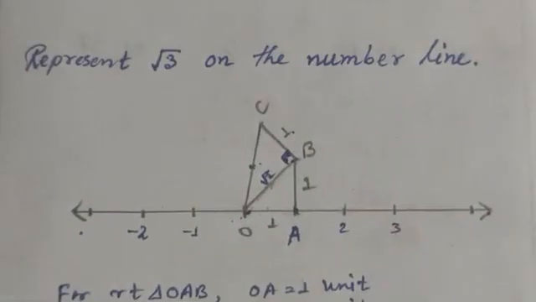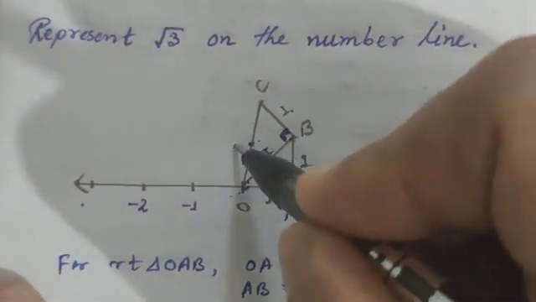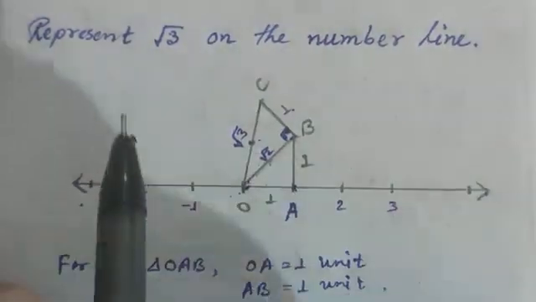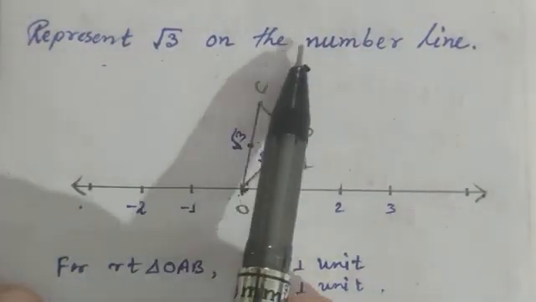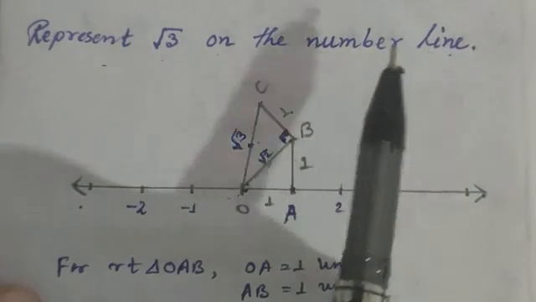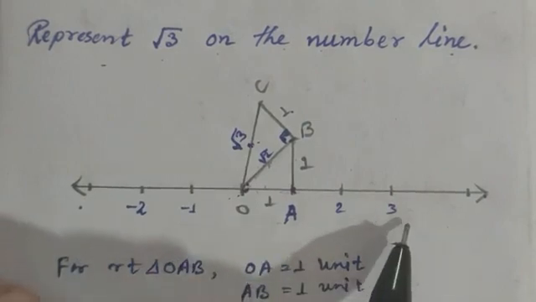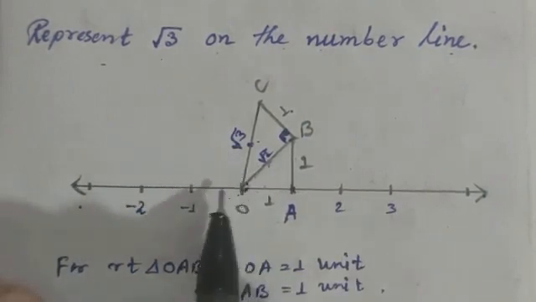Now let's see. OC, where is OC? OC, that is root over 3. And what was our task? Our task was to represent root over 3 on the number line. Now my question is, is root over 3 on the number line? Of course not. It is not lying on the number line.